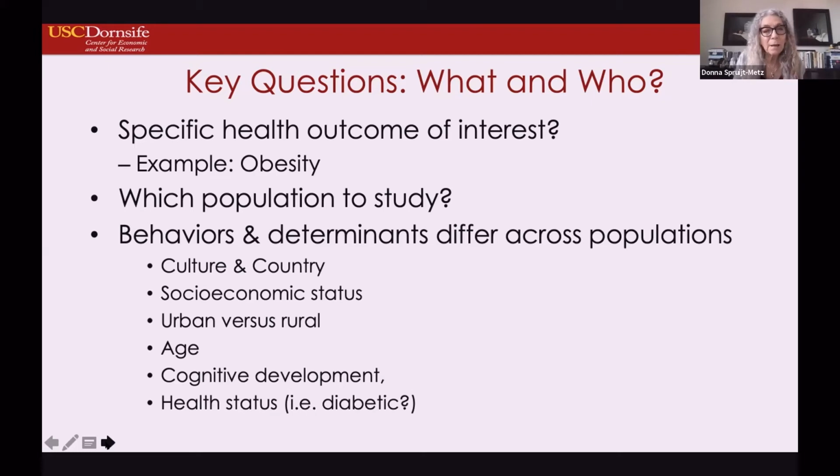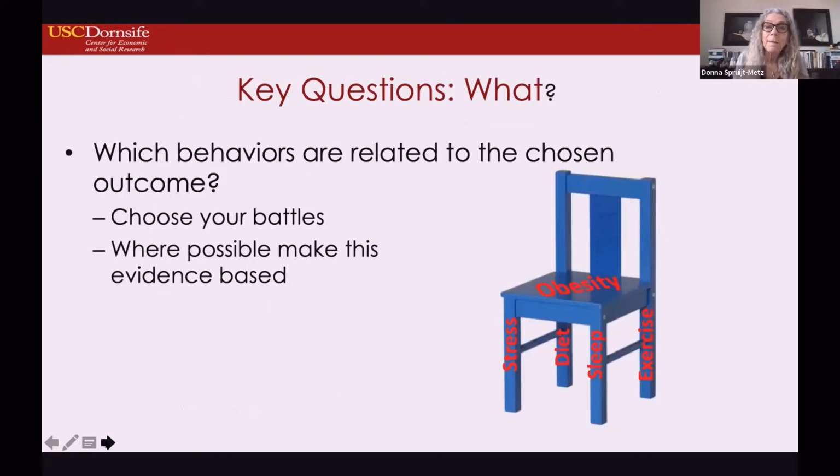So socioeconomic status is very important, as you've seen in the last few years. Urban versus rural, age, cognitive development, health status, all of these things matter. And when you're narrowing down a population you want to work with, you need to think about this. And which behaviors are related to the chosen outcome? Now, I've said this already, but choose your battles. Where possible, make this evidence-based. And when I say choose your battles, I mean you can't do all of this in one intervention. It's ill-advised.